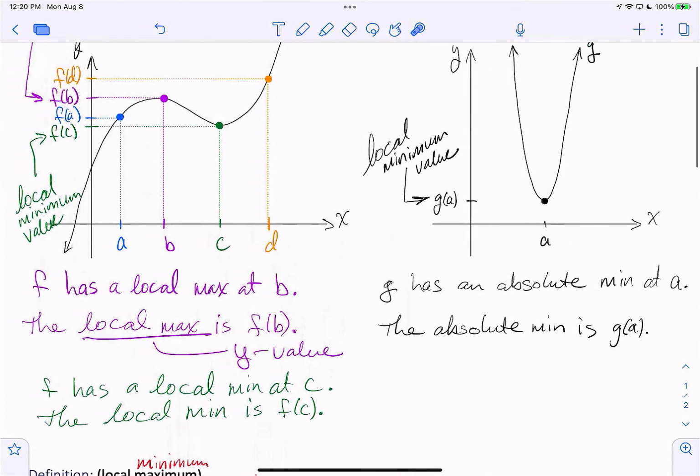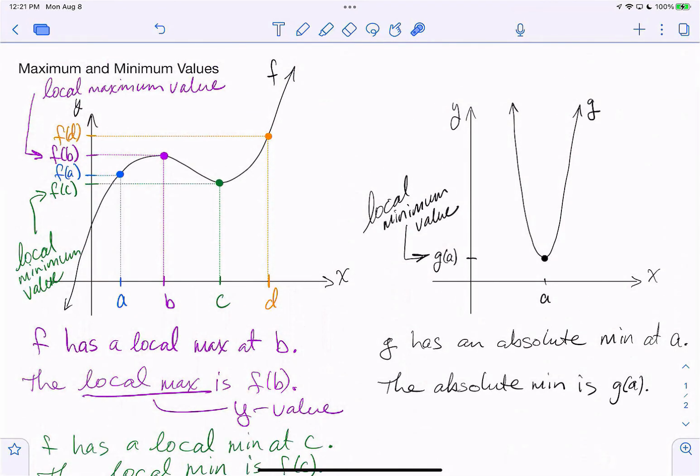Notice that in our pictures here, g has no absolute maximum. It keeps going on forever. It has no local maximum either. F has neither an absolute maximum because it keeps going up to infinity, nor an absolute minimum because it keeps going down to negative infinity.